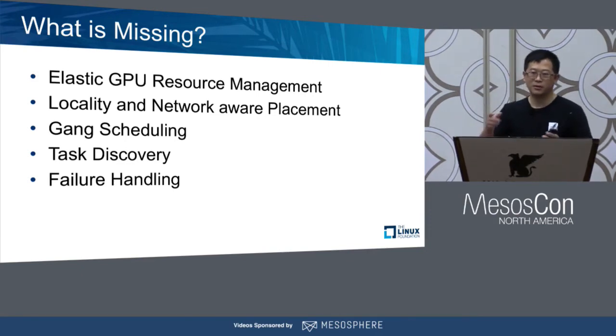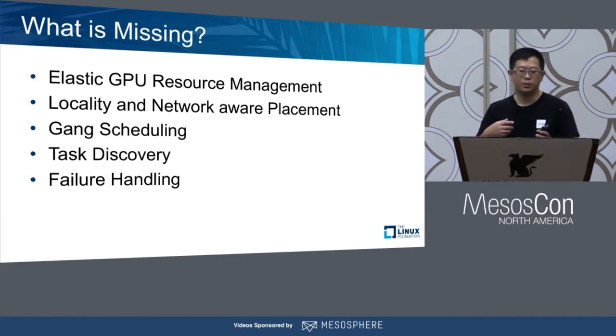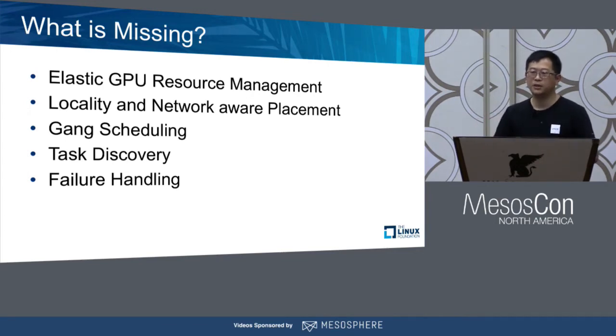The second part is, as we talked about before, because of the averaging gradients computation, we need lots of network bandwidth between different workers to communicate with each other so they can compute the final model. This will need us to support locality and network aware placement. The idea is you would like to place all the containers of the same training job as close to each other as possible.